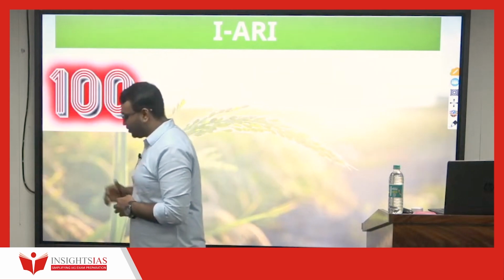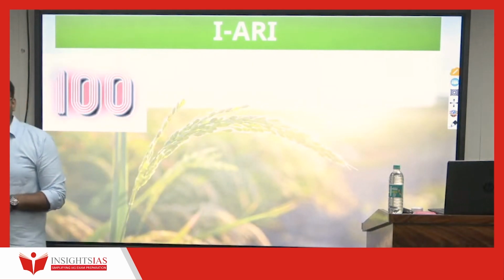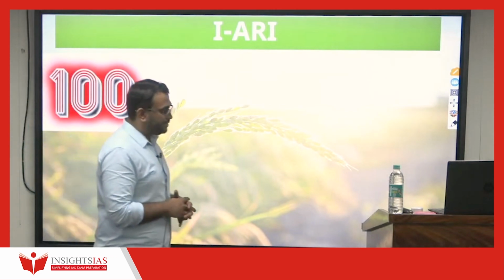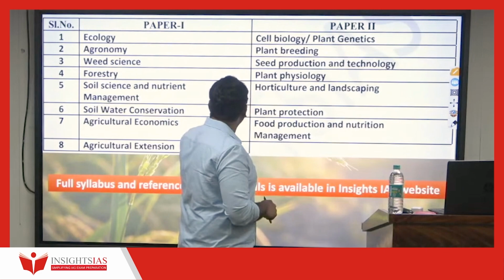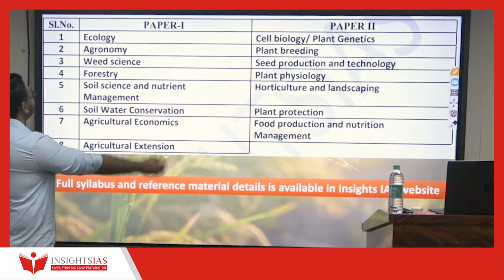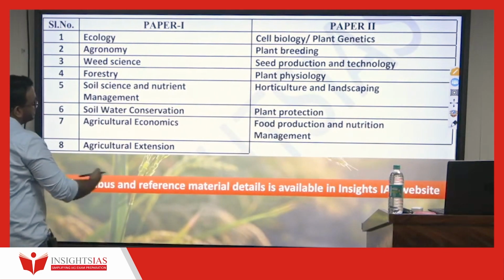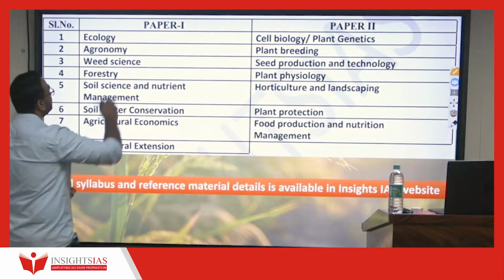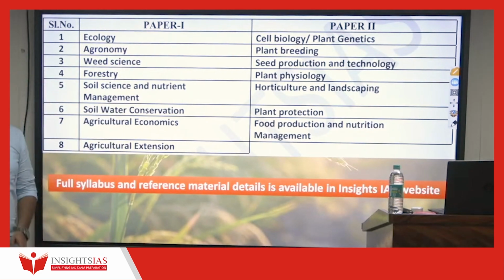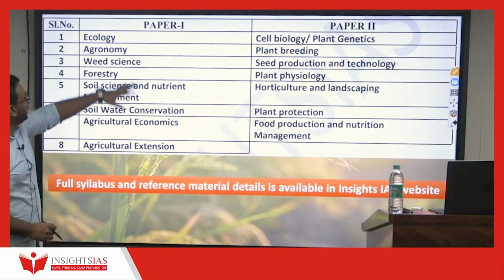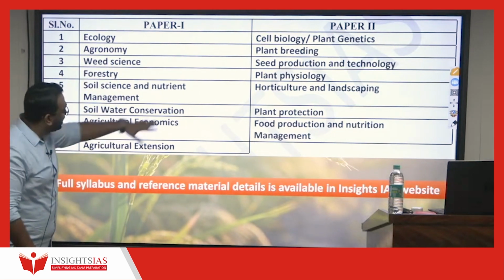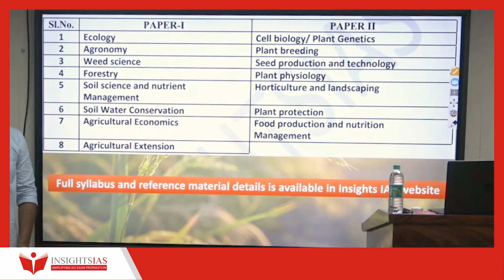If you have seen the poster, I have told you that we are going to discuss at least more than 100 PYQs. How we are going to do this is, let's say for example, the syllabus is here. So ecology, agronomy, these 8 subjects here, and here 7 subjects are there. Now what I am going to do is choose the most repeated and most important themes in each subject. Let's say in ecology I am going to take 7 to 8 important themes, correct? Similarly from each topic I am going to take 7 to 8 important themes. In total it will definitely cross more than 100, right?